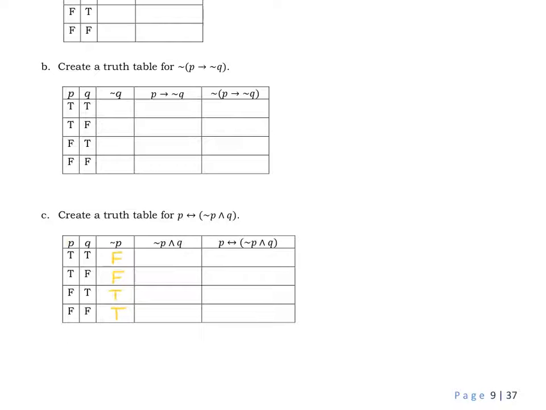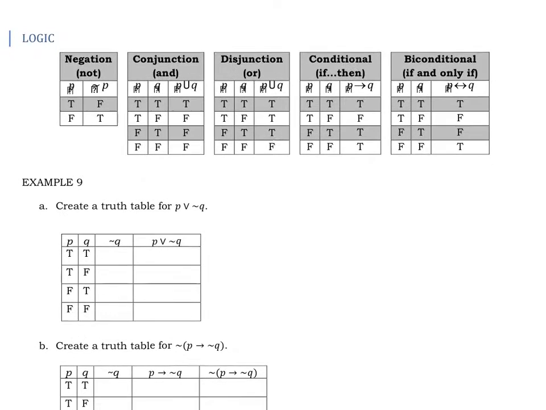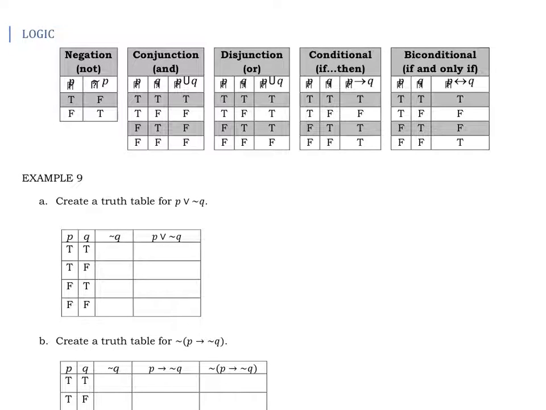All right, then moving on to the next part. We want not P and Q. So we want our not P column and our Q column. Now it's an and, so it doesn't matter what direction you say it. Red and blue is the same as blue and red. Q and not P is the same as not P and Q. So what we're going to need to do is go up to the table at the top and look for our conjunction. That's this table right here. This is our and.